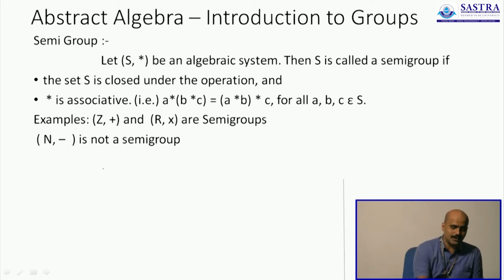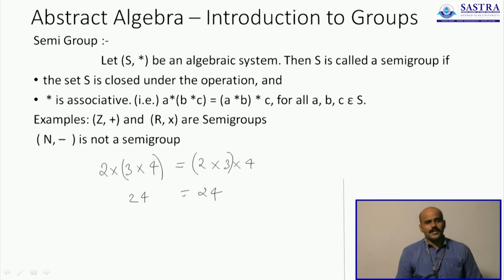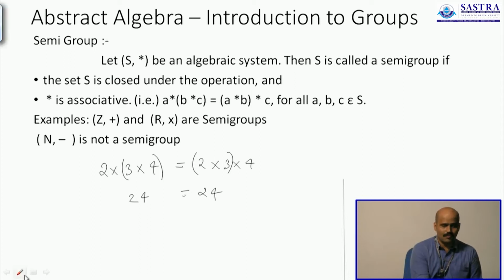What's more interesting is the operation is also associative. I pick three elements and do the operation in whichever way I want. I'll still get the same answer. 2 times 12 is 24, 6 times 4 is also 24, which stands testimony to the fact that the operation is still associative. So the operation of multiplication is also associative, and that's what we saw here. So even R, the set of all real numbers, forms a semi group under the operation of ordinary multiplication.